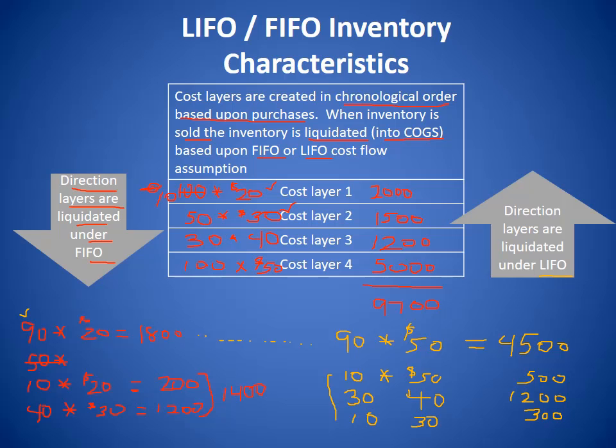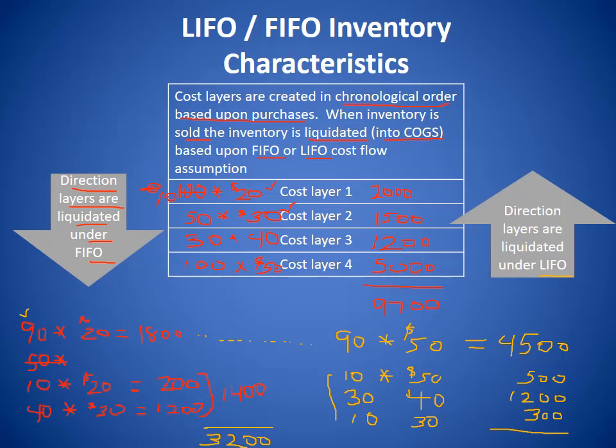So what you can see is we liquidate all the units at their individual costs in the individual cost layers. Now, notice this here also, under FIFO, assuming that these transactions occurred during the year, the total amount of cost of sales would be the 1,800 plus the 1,400. That means my total cost of sales under FIFO would be $3,200. Under LIFO, it's going to be considerably different.